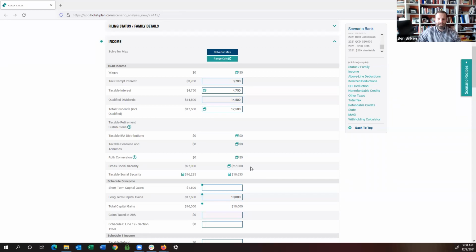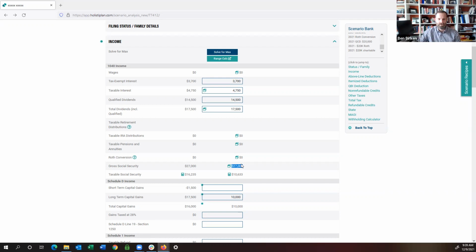One thing that I'll point out, and this is going to be key as we're thinking about what the range calc feature allows us to do, is notice that their gross Social Security of $27,000, which we haven't inflated from the previous year, only $10,633 of that is taxable. That's because the way the taxability of Social Security works, at most 85% of the benefit will be taxable, but depending on income, sometimes none of it is taxable. If Social Security is your only income, none of it is taxable. Sometimes 50% of it is taxable. There's a more complicated and nuanced calculation that goes into how much of your Social Security is actually taxable. We take care of all of that for you.